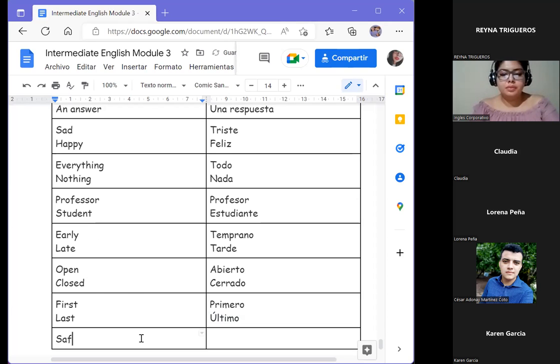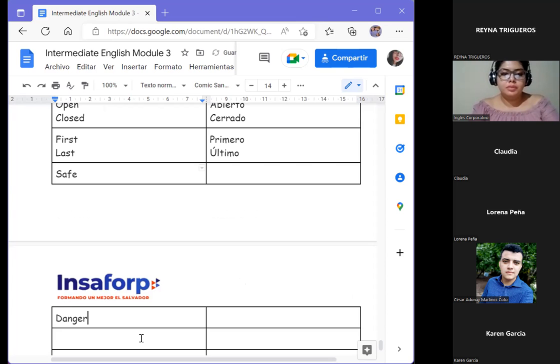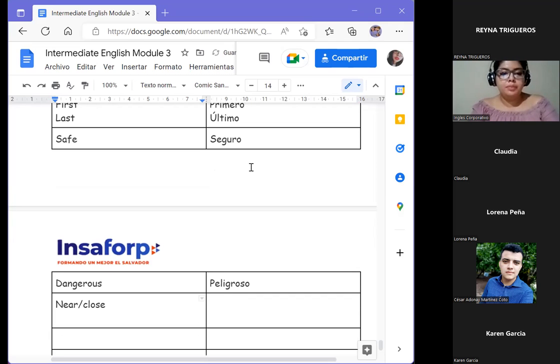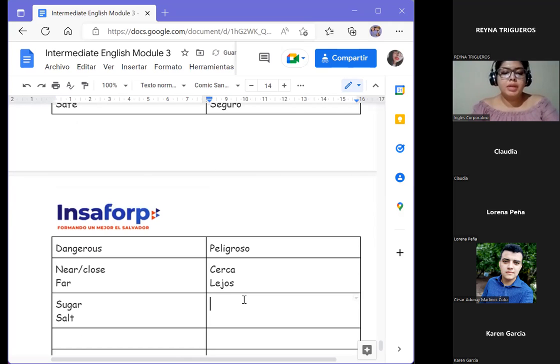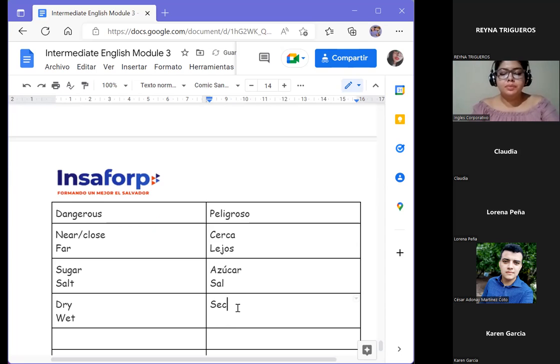Safe, dangerous. Seguro, peligroso. Near or close, and far. Near means cerca, and far, lejos. Sugar and salt. Sugar means azúcar, and salt, sal. Dry and wet. Seco, mojado.